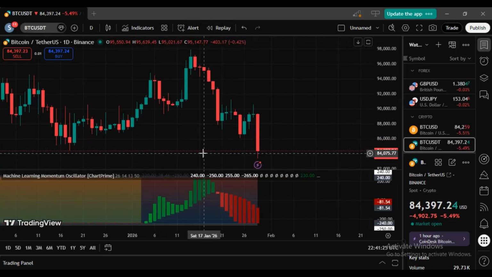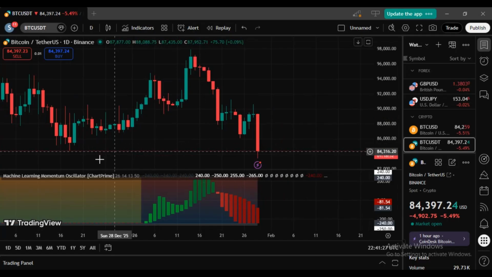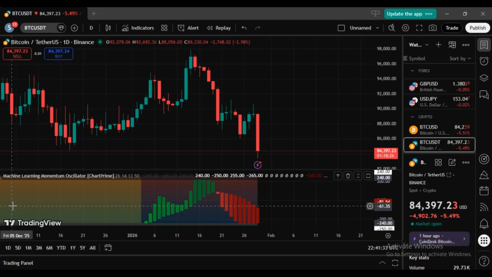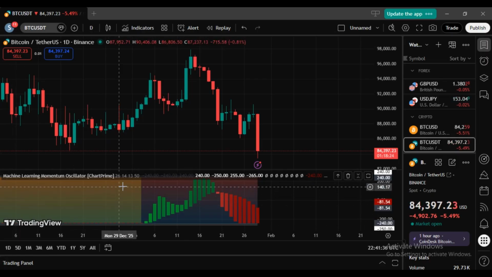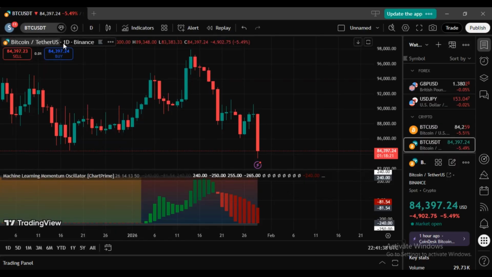Right now, the indicator is deeply red and below the baseline. This confirms that bearish momentum is strong and sellers are fully in control of the market. As long as momentum remains red, buying becomes risky. For safer longs, traders usually wait for momentum to slow down, flatten, or turn green again.